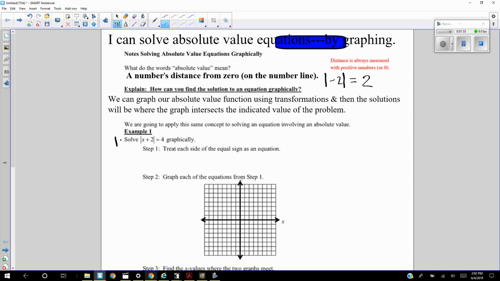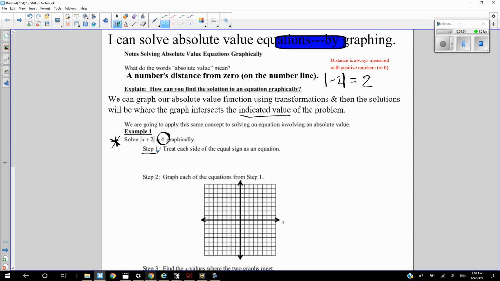This one, we're solving the absolute value of x plus 2 equals 4. So up here, when we talked about an indicated value, our indicated value is 4. So we want to find out where this V-shaped graph is going to intersect at 4. So here are the steps on how to do this.